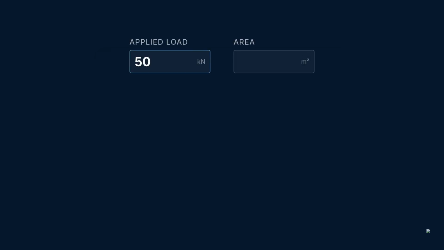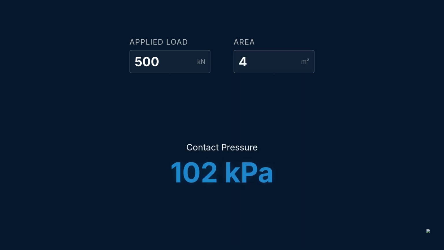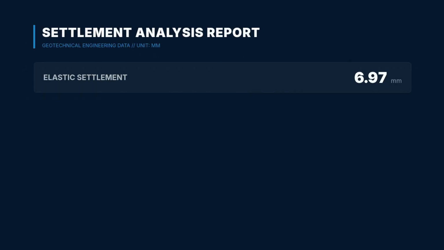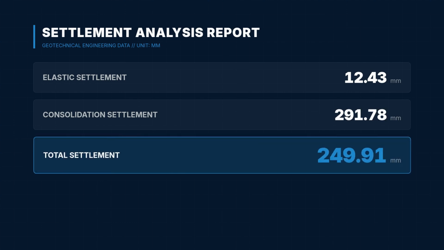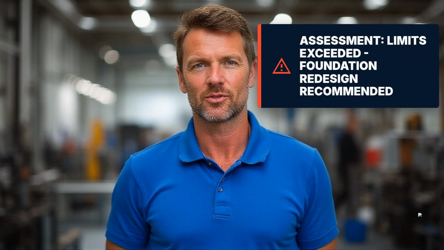Here's our example. With 500 kilonewtons applied load on a 4 square meter area, the calculator shows contact pressure of 125 kilopascals. The elastic settlement is 12.43 millimeters, while consolidation settlement reaches 291.78 millimeters, giving a total settlement of 304.21 millimeters. The assessment indicates this exceeds typical limits and foundation redesign is recommended.